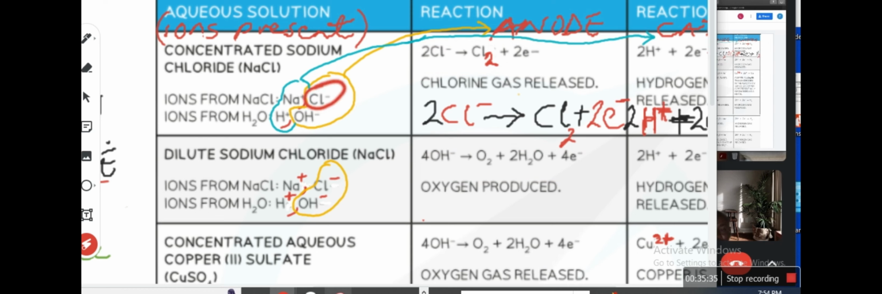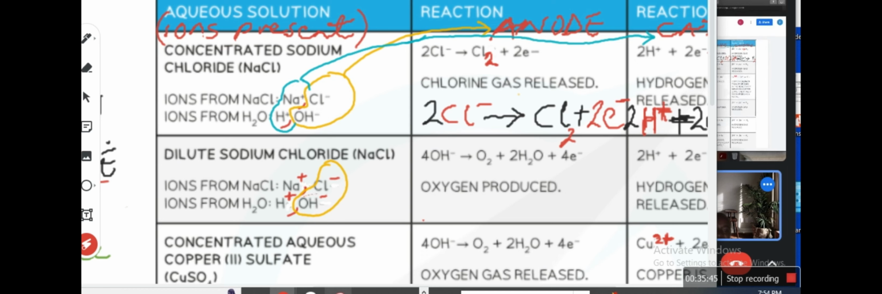For the second one, there's so much of chlorine because it's a concentrated sodium chloride. But in the second one it is hydroxide. Yeah. Because it's dilute, so there's a lot of it.